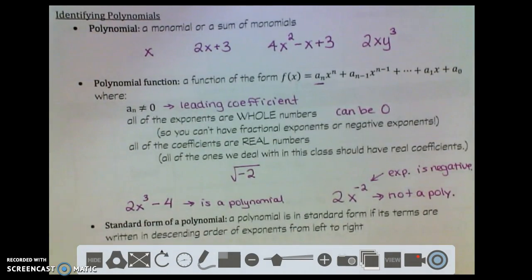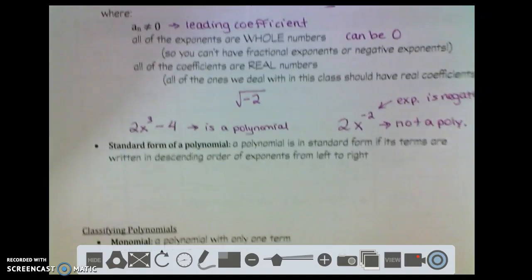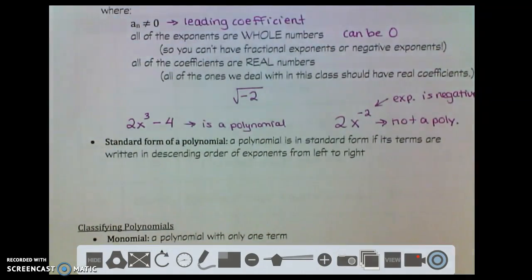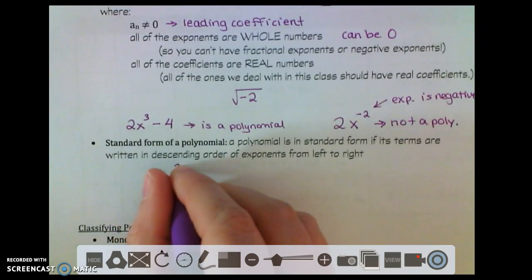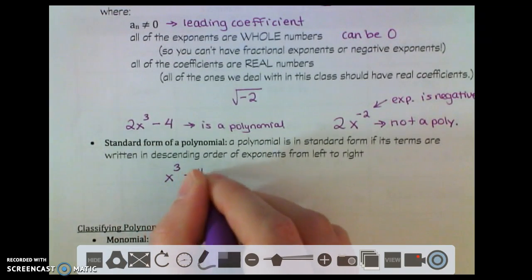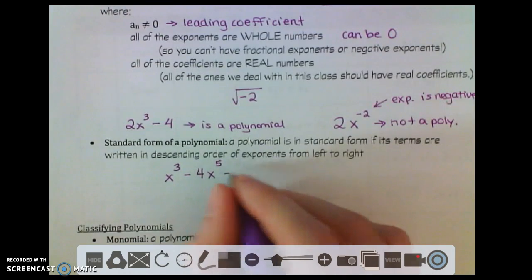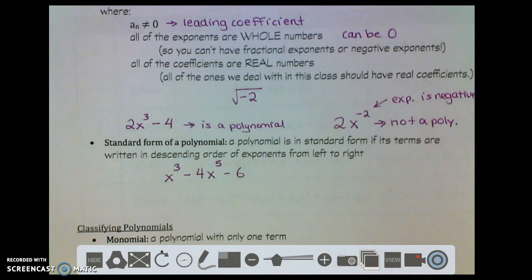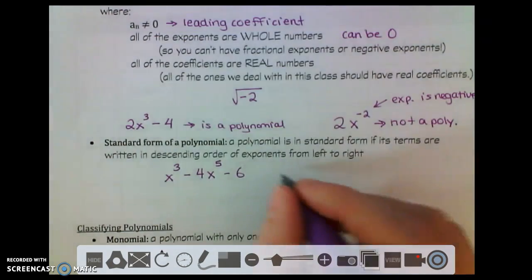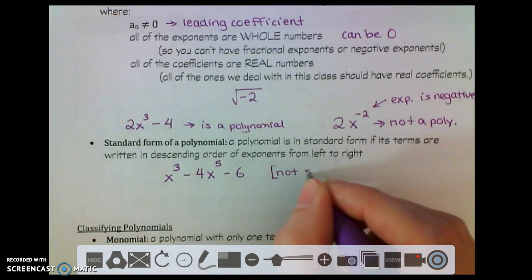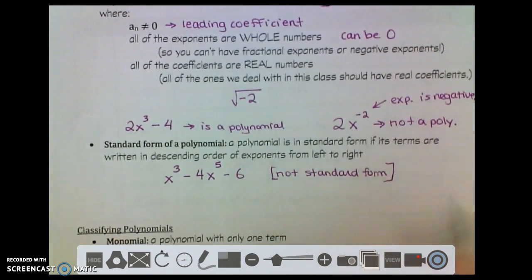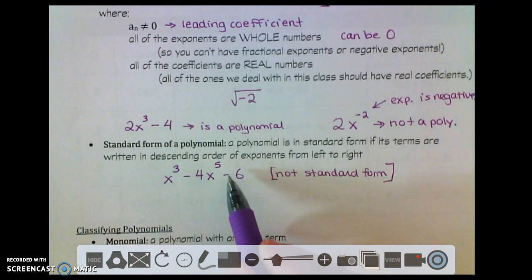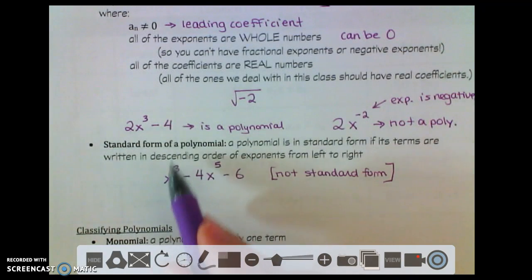Standard form of a polynomial is what it looks like when a polynomial is written with the exponents in descending order from left to right. So if we had this polynomial, x to the third minus 4x to the fifth minus 6, is that in standard form? No. This is not standard form. Because our exponents don't go down as we go to the right. We would have to have the 5 before the 3.